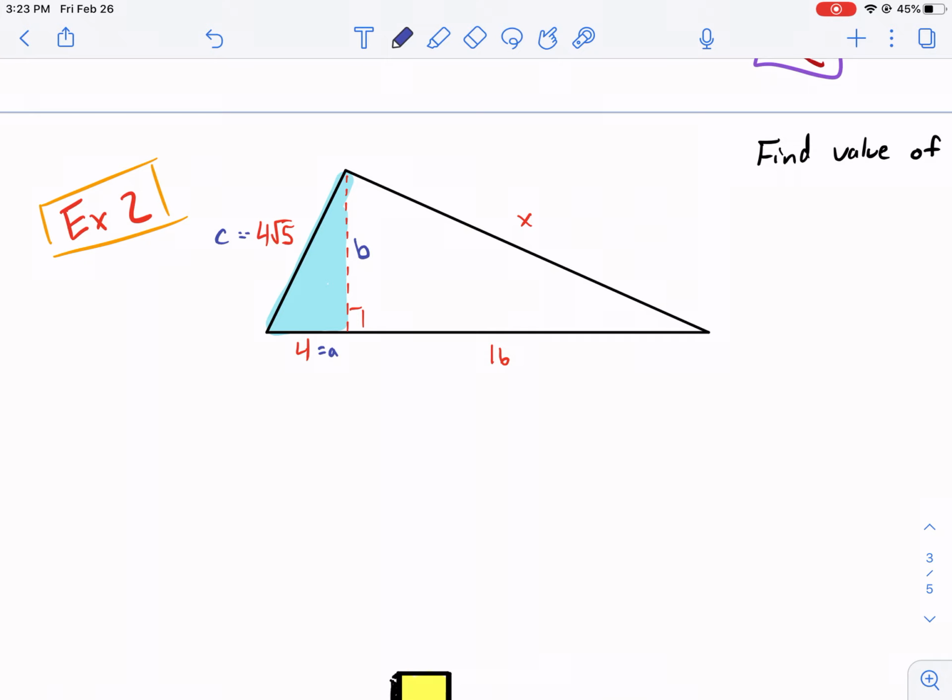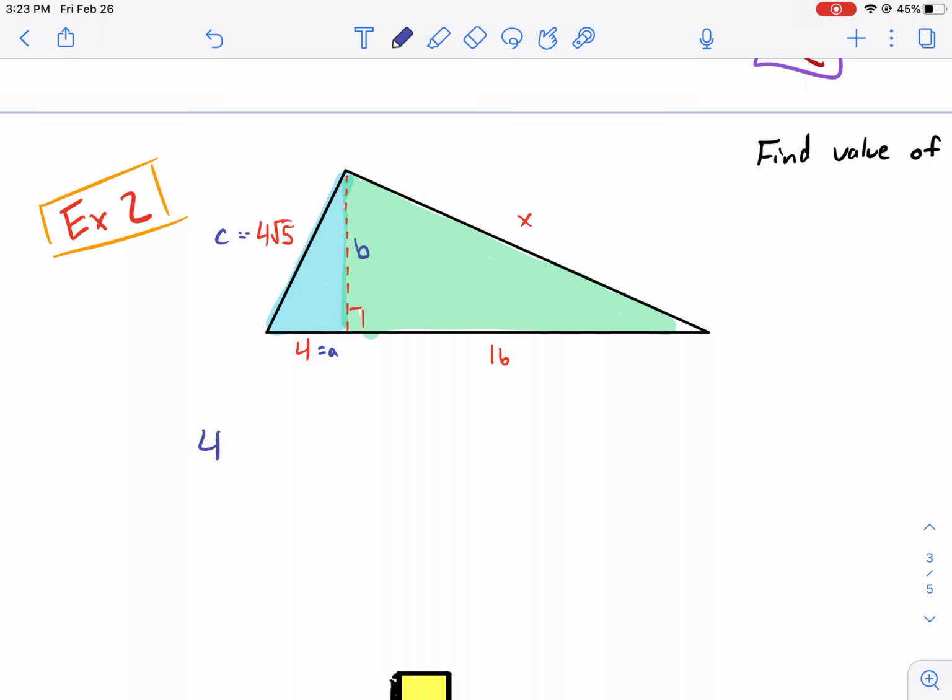We're going to start with that because this green triangle, the one with X in it, notice how it has two variables? That's no good. If we have two variables, that means we can't solve anything. So we have to solve for this missing B first. We have a right triangle with two pieces of given information: the hypotenuse, which is 4 radical 5, and the leg, which is 4. So we can solve for that one. Let's go ahead and start with the blue triangle.